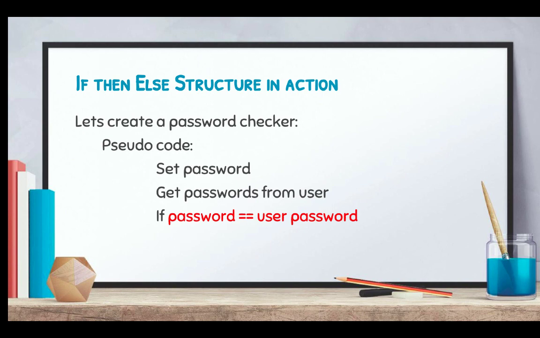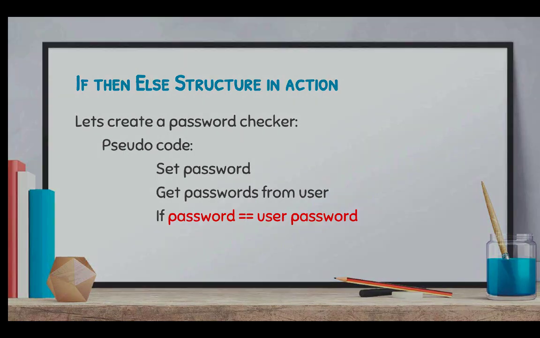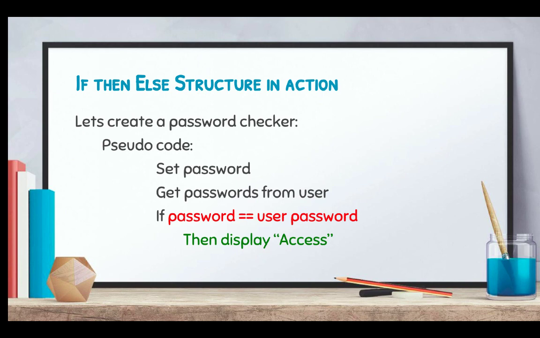So if the password is equal to user password, where password is from the first line of code where we set the password, and user password is the one that the user enters. In Boolean algebra, we use two equal signs to do a comparison. Are these the same? If they are the same, so the two passwords match up, we'll tell the user access, so we'll display that on screen. From the Boolean condition, password equals user password, because they were both the same, it results true and does the then part. If they mistype the password and they don't match, then the Boolean condition results false, and then we'll do the else part, which is wrong password.